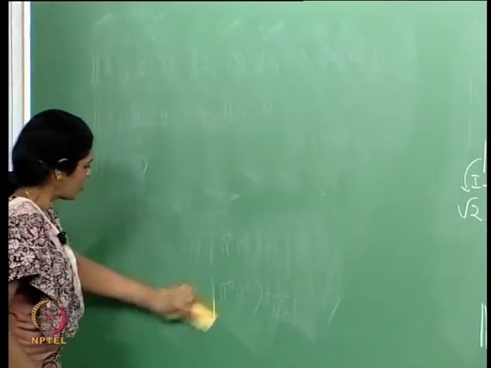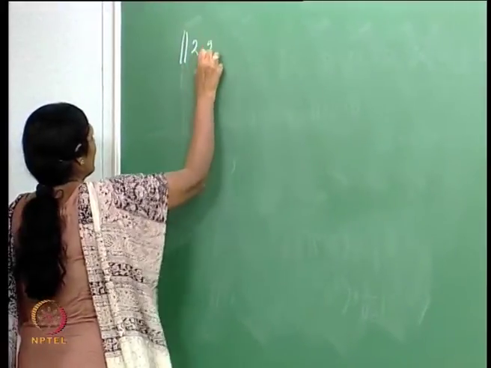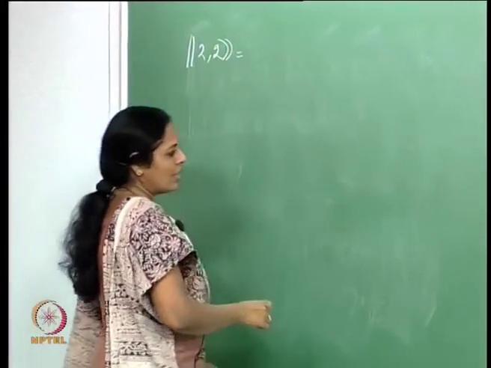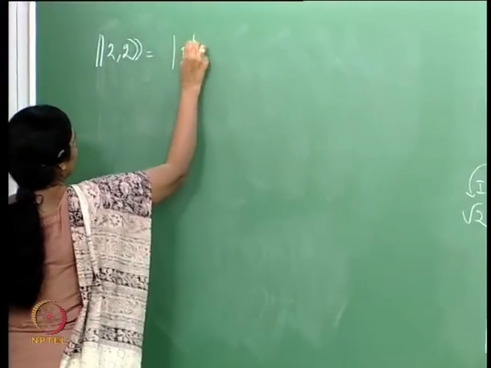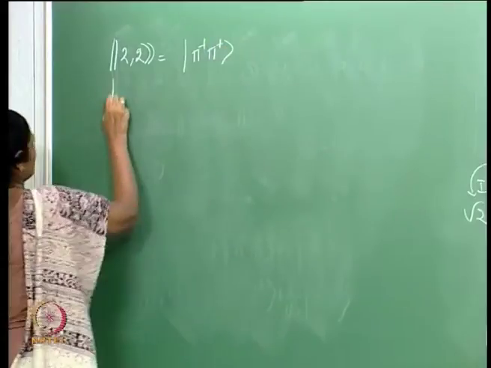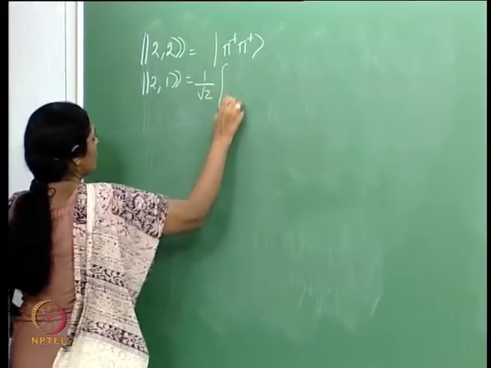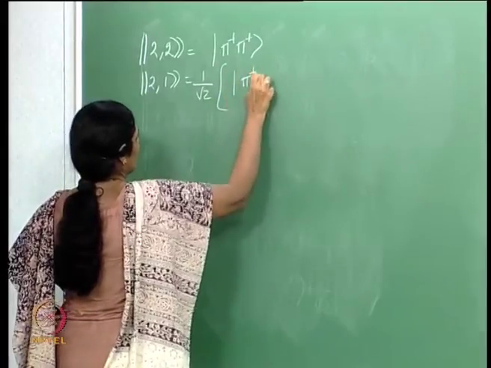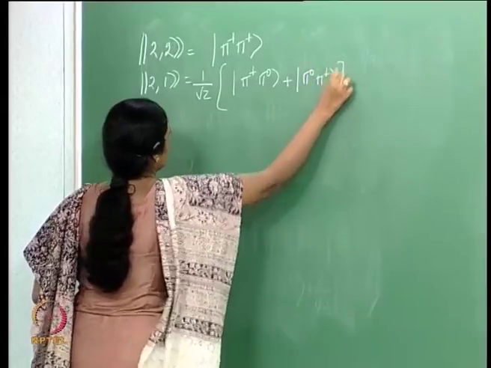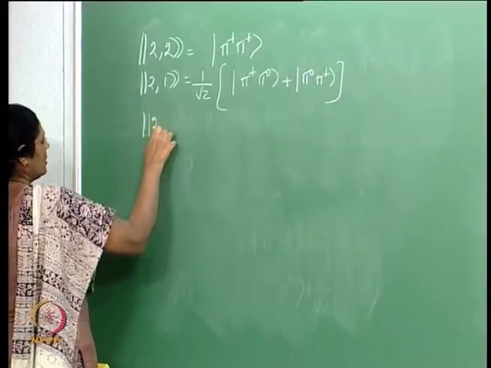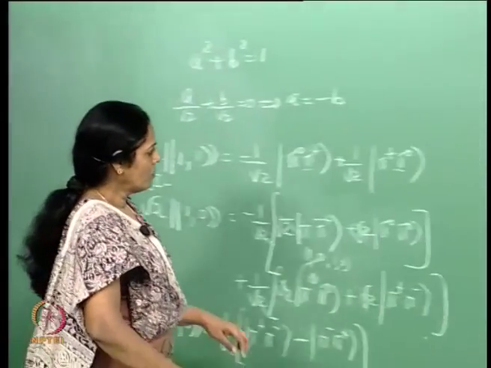The I equals 2 states are totally symmetric states, that is symmetric under interchange of the iz labels. So, that is a pi plus pi plus. Two, 1 is 1 by root 2 pi plus pi 0 plus pi 0 pi plus. Two, 0 had more contributions.